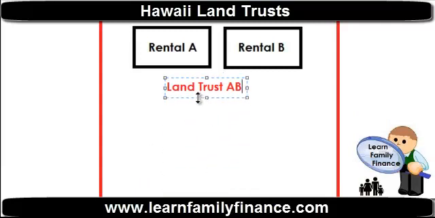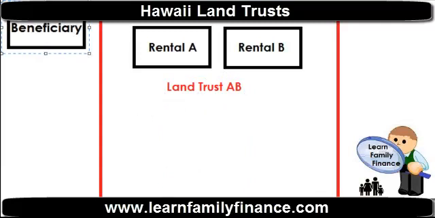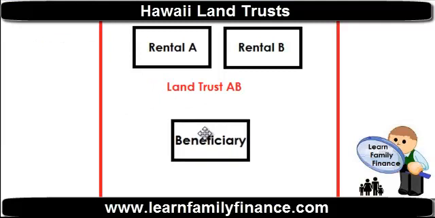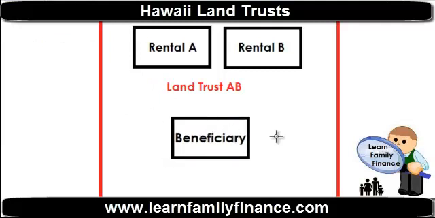So in the Land Trust AB, you're going to have to name a beneficiary, right? And so that beneficiary, if you're just going to name you or a person, here's the problem. This person will be exposed to any judgment on either rental A or rental B. So that's why you're going to have liability if you just have the land trust by naming a person as a beneficiary.